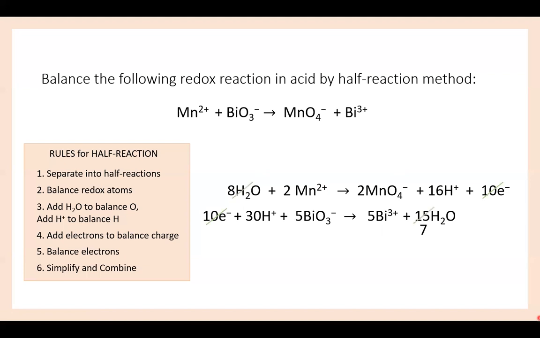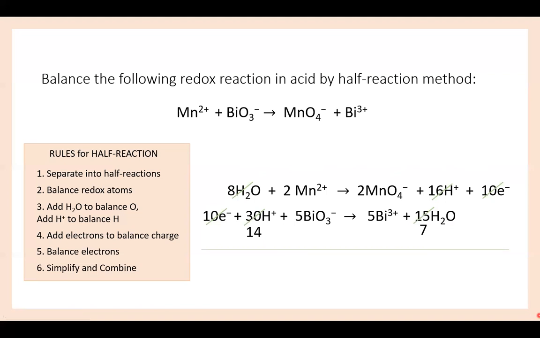We can also simplify the number of water. If you have the same thing on opposite sides, just subtract. So we have 7 water left on the product side. We can also simplify the number of hydrogen ions. We're left with 14 on the reactant side.